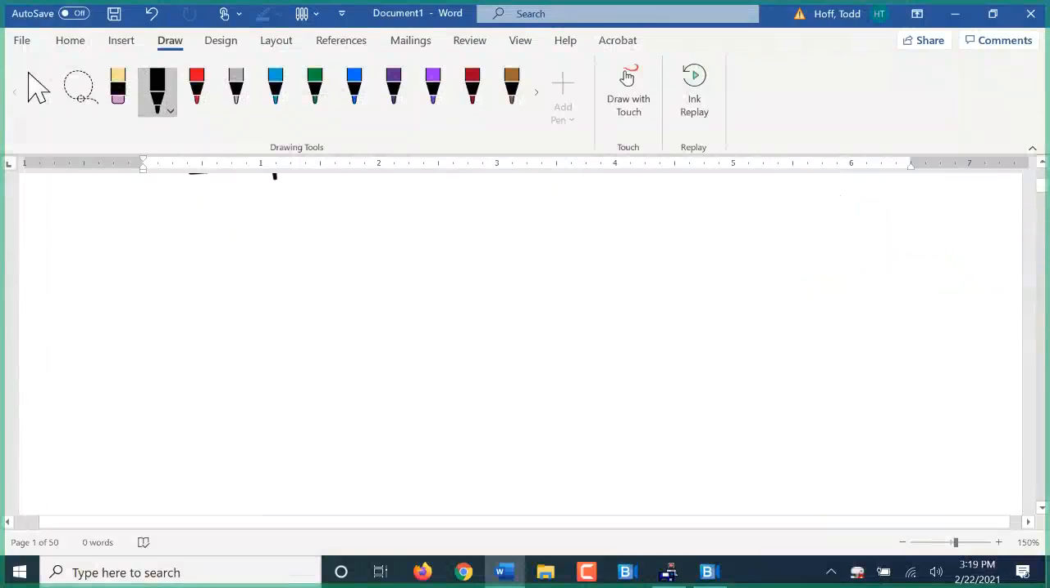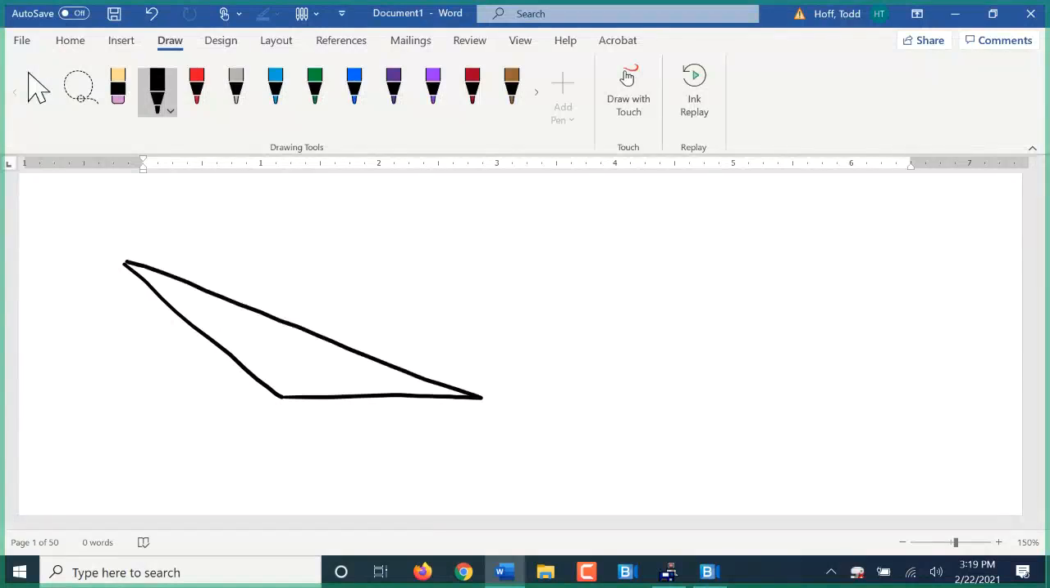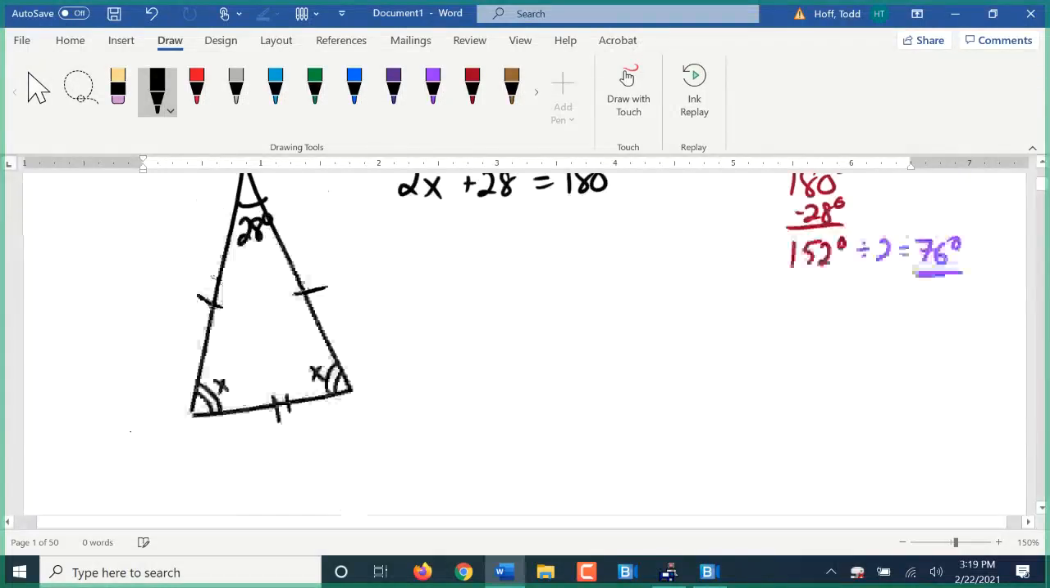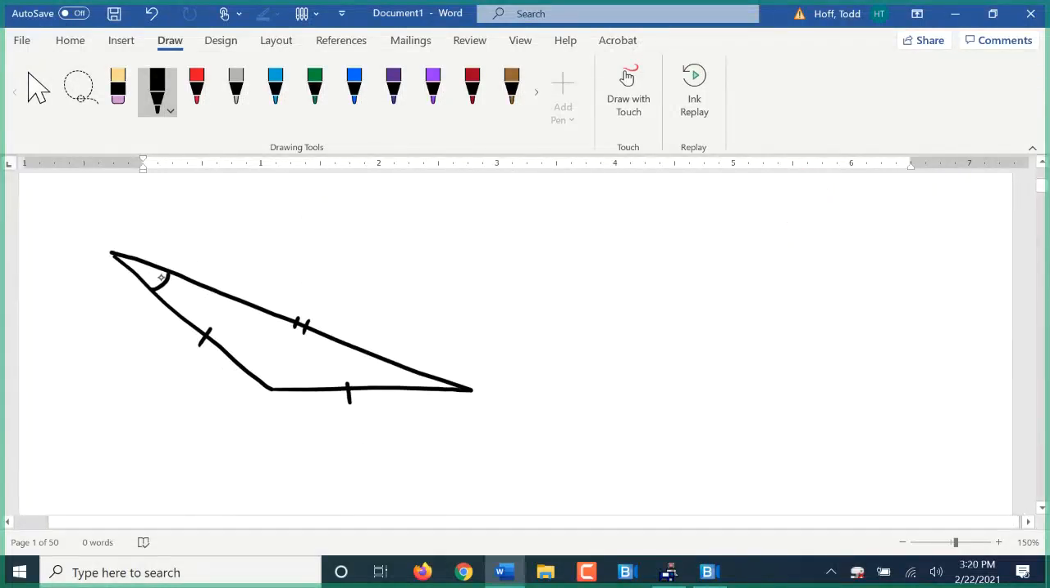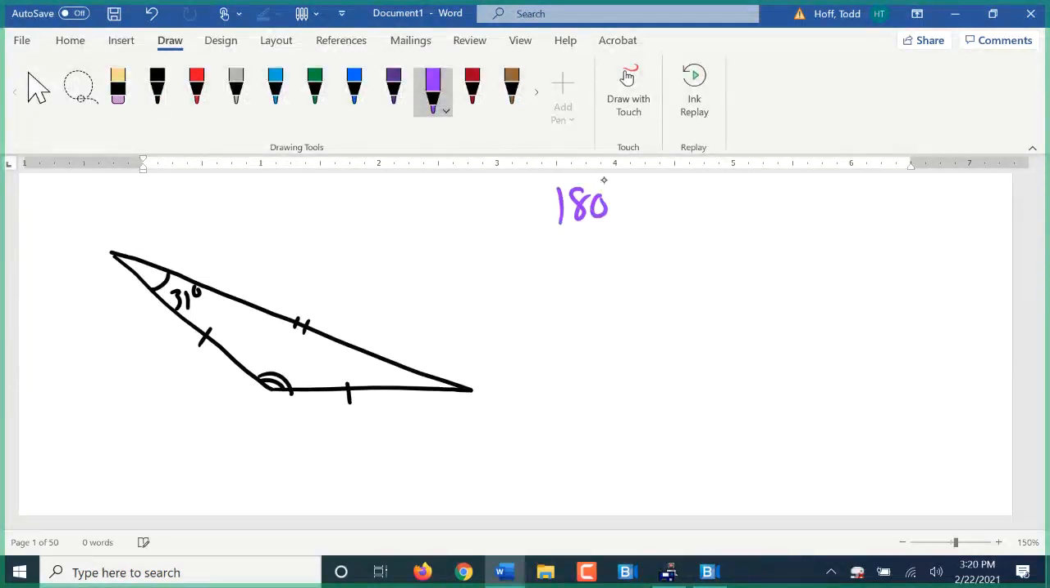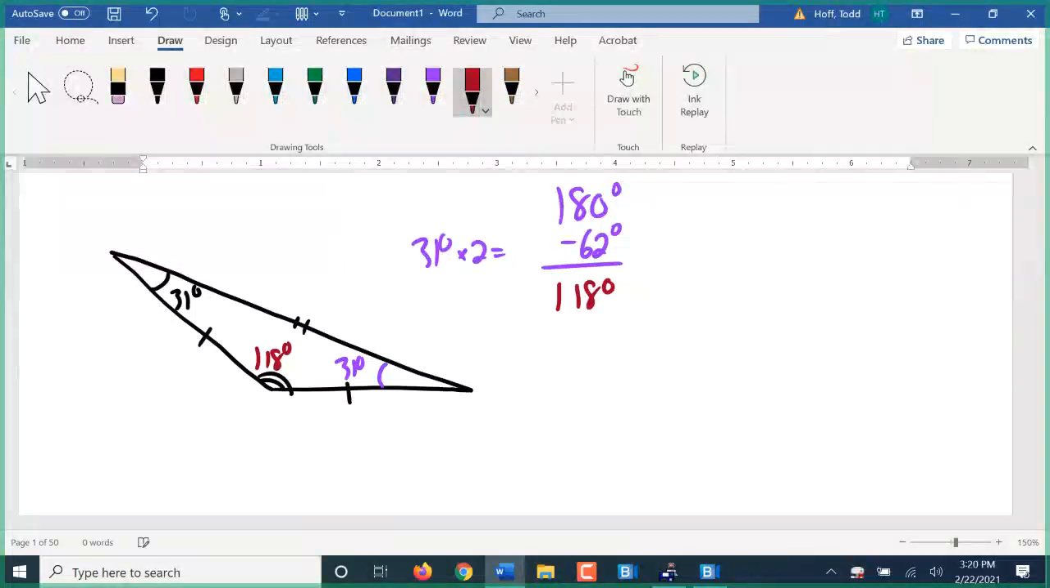Let's go the other way. What if I tell you that this angle here is 31 degrees? This time, this one's also 31 degrees. So 31 times 2 is 62. We subtract that from 180 to get 118. Not so bad.